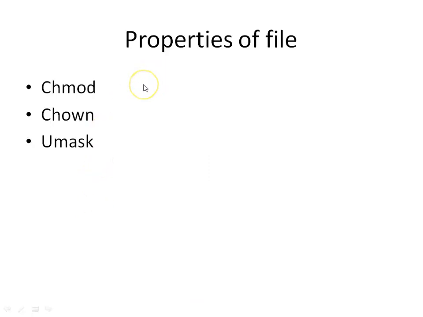For managing the properties of the file or the file permissions, there are three commands: change mode, change owner and umask. Change mode is used for modifying the read, write and execute permissions in Linux. Change owner is used for changing the owner of a file in Linux, and umask is used for modifying the default permissions of a file. So without wasting any time, let us look at the practical aspects of all the three commands.